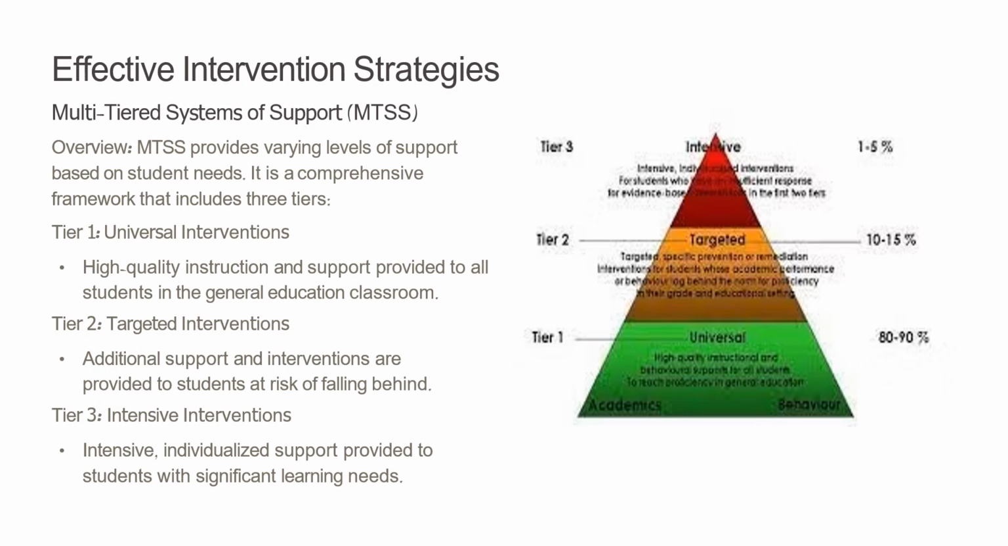Tier 1 focuses on universal interventions, offering high quality instruction and support to all students within the general education classroom. This tier aims to address the needs of the majority of students through effective teaching practices. Tier 2 involves targeted interventions where additional support is provided to students who are at risk of falling behind. These interventions are more focused and intensive than those in Tier 1, addressing specific areas where students need extra help.